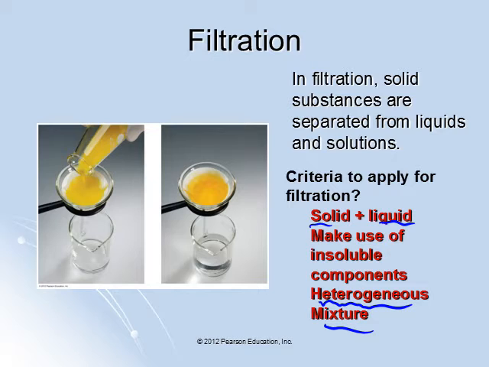On the left side, you're seeing the figure. That's how filtration is done. This is called gravity filtration, where solid would be retained on the filter paper. In filter paper, you have tiny pores or holes. So the liquid goes through it, but the solid stays on top of the filter paper. And that's how separation is done.